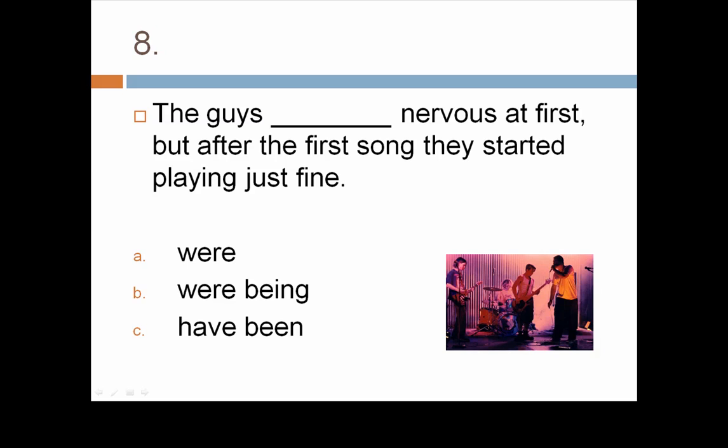8. Answer: A. The guys were nervous at first, but after the first song, they started playing just fine. Here we need the simple past because nervous is an emotion, a state, and we can't express that in the past progressive.